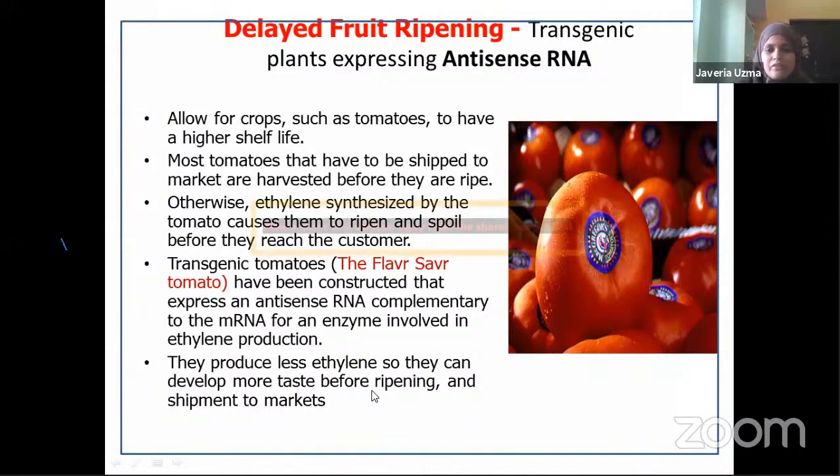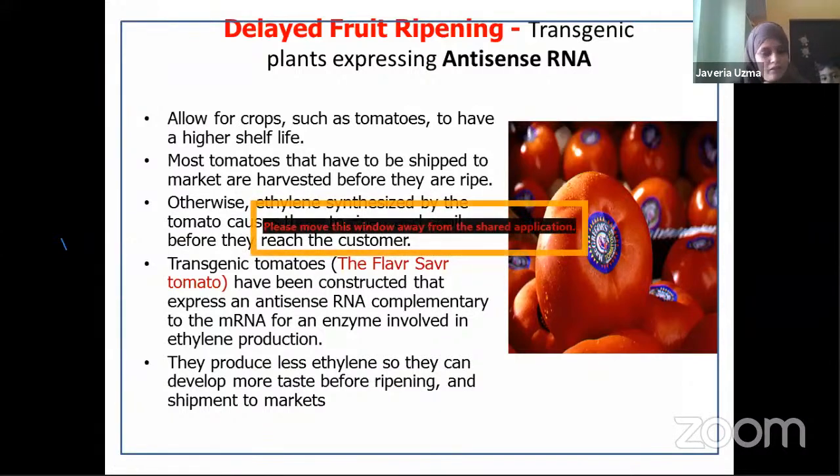With the fear of ripening, farmers used to pluck these tomatoes when they were still unripe. Green tomatoes were plucked by farmers because if ethylene production starts, it will cause the fruit to spoil. So when they plucked these tomatoes green, some qualities like taste were still not developed in the tomato fruits.